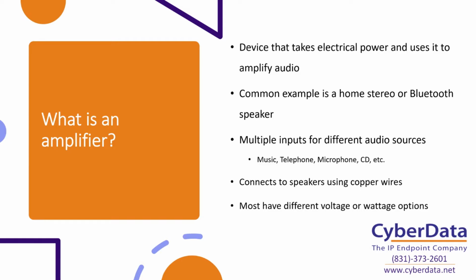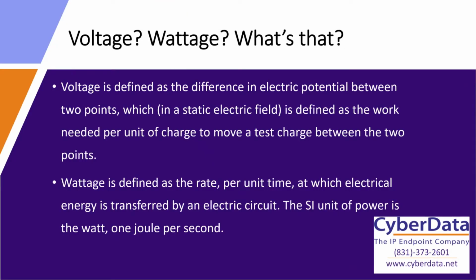And a lot of the times, these different amplifiers are going to have different voltages and or different wattage options. So that way you've got to figure out, okay, what do all these voltages mean? What is wattage? So let's talk about that. So voltage is defined as the difference in electrical potential between 2 points, which in a static electric field is defined as the work needed per unit of charge to move the test charge between the 2 points. Basically, how much power is needed to move an electrical charge from point A to point B. And wattage is defined as the rate per unit of time which electrical energy is transferred by an electrical circuit. The scientific standard unit for power is the watt, which is 1 joule per second.